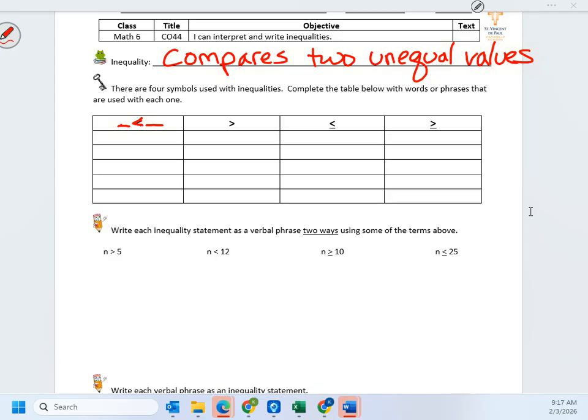Reading from left to right, if that bigger number's on the right side, it means that left number, because we go left to right, that left number is less than. It is the smaller. The alligator doesn't want to eat it. Another word that we can use, this is like the last time when we had addition, subtraction, multiplication, and division, we had verbal phrases that mean the same thing. Another verbal phrase would be that left side is fewer or lower. Those are all words that are going to tell us we need to use that less than symbol.